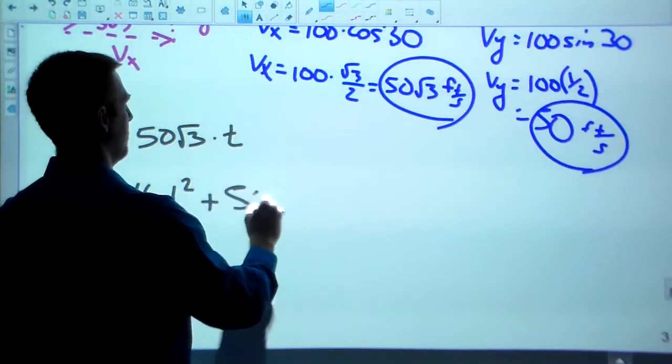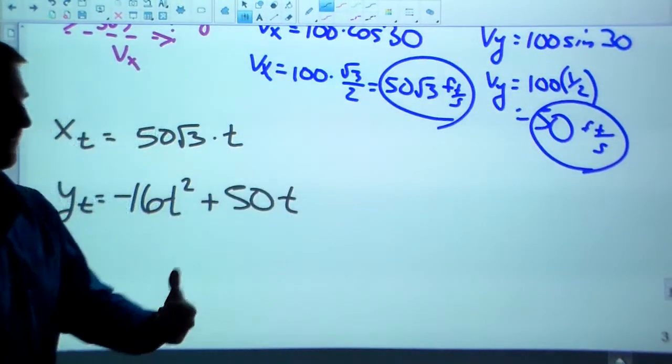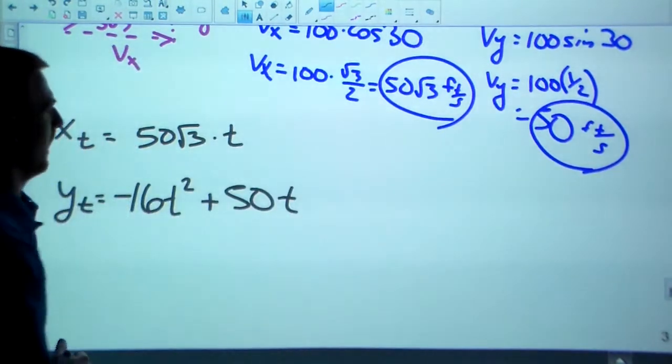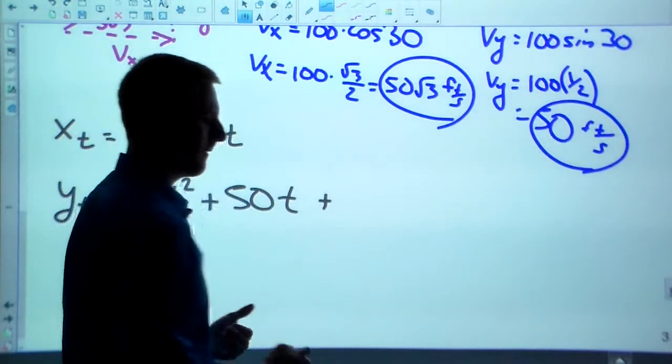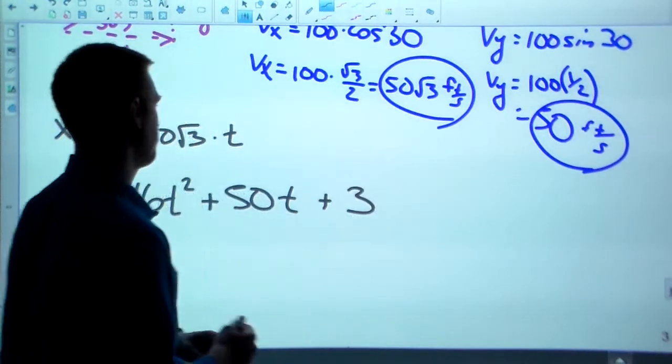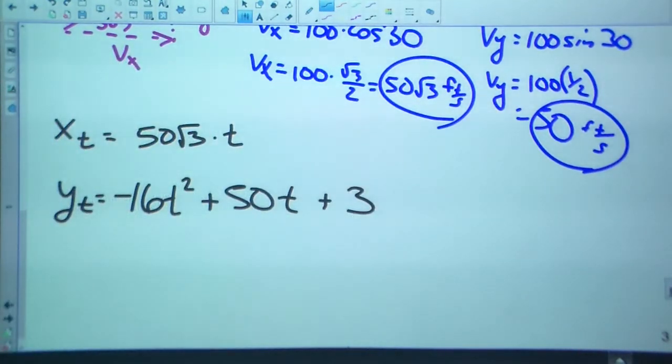So plus 50. And that's times time, because I need my speed times how long it's been traveling to figure out my distance I've traveled. And finally, it does have a little bit of initial height. We hit the ball 3 feet off the ground, so plus 3. So those are your parametric equations.